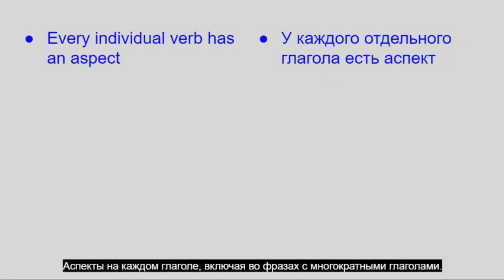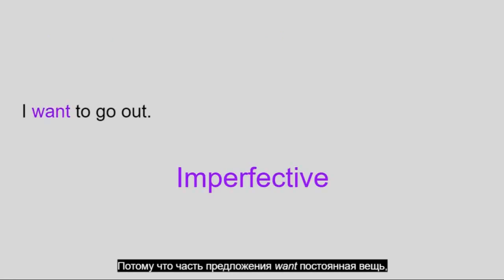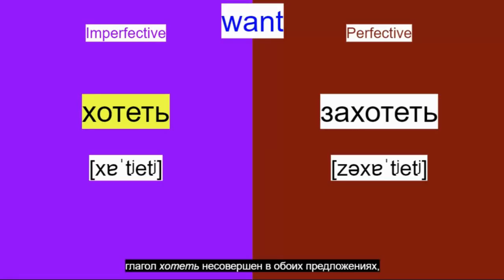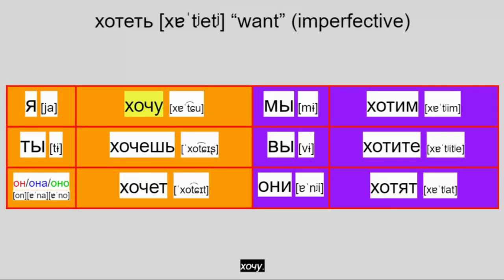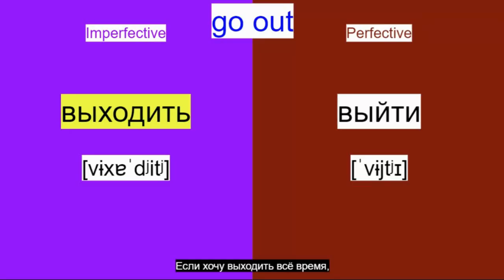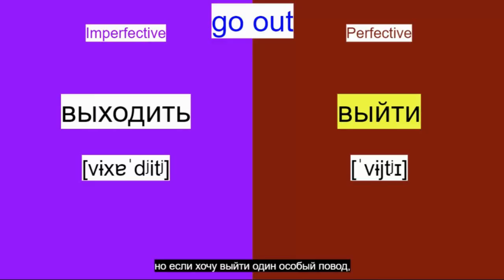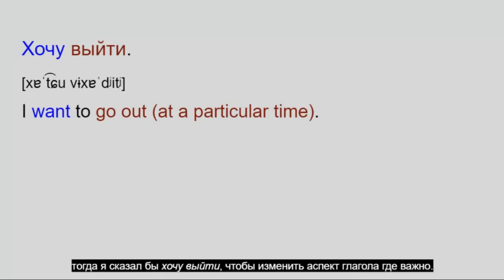The aspects are on every verb, including in phrases with multiple verbs. For example, the sentence, I want to go out, can have two different translations in Russian. Since the want part of the sentence is an ongoing thing, the verb for want, хотеть, is imperfective in both sentences, хочу. However, we can change the go out verb for the aspect. If I want to be going out all the time, then the sentence would be хочу выходить. But if I want to go out on one specific occasion, then I'd say хочу выйти, changing the aspect of the verb where it matters.